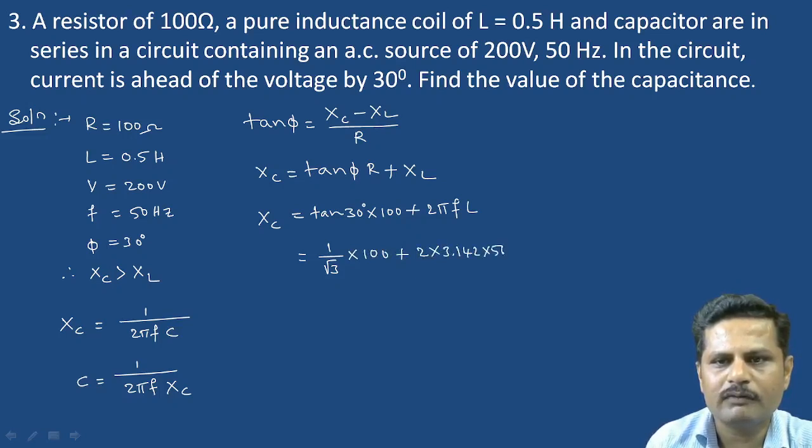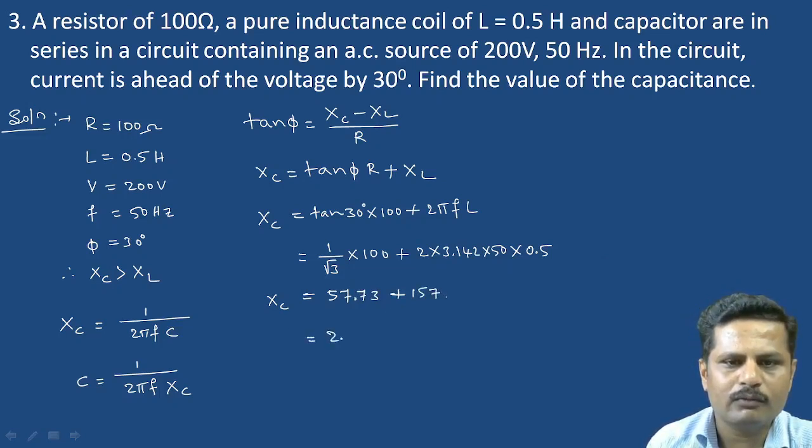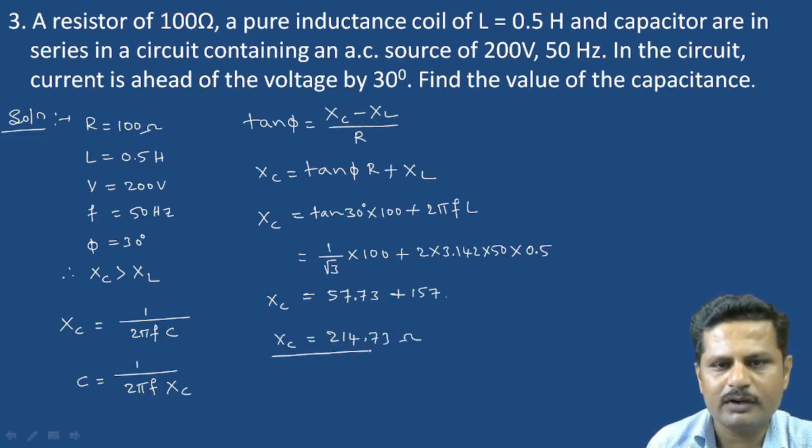The frequency is 50, and L, inductive reactance, that is 0.5, inductance 0.5. This is equals to 100 divided by root 3, which is 57.73, plus 157. So this will become 214.73. This is the value of Xc, that is capacitive reactance.